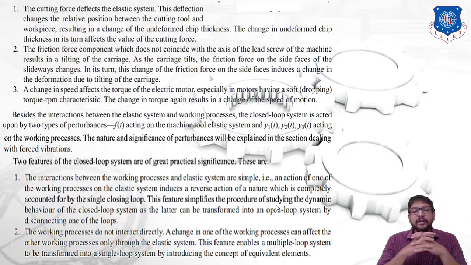The second most important point is that the working processes do not interact directly. A change in one of the working processes can affect the other working processes only through the elastic system. This feature enables a multiple loop system to be transformed into a single loop system by introducing the concept of equivalent elements.